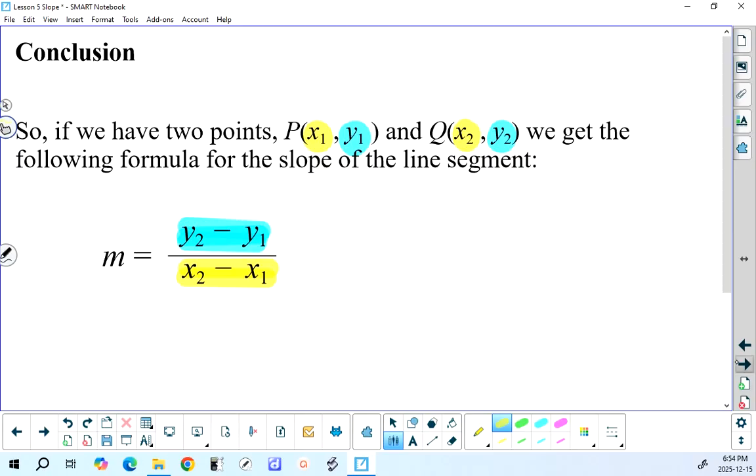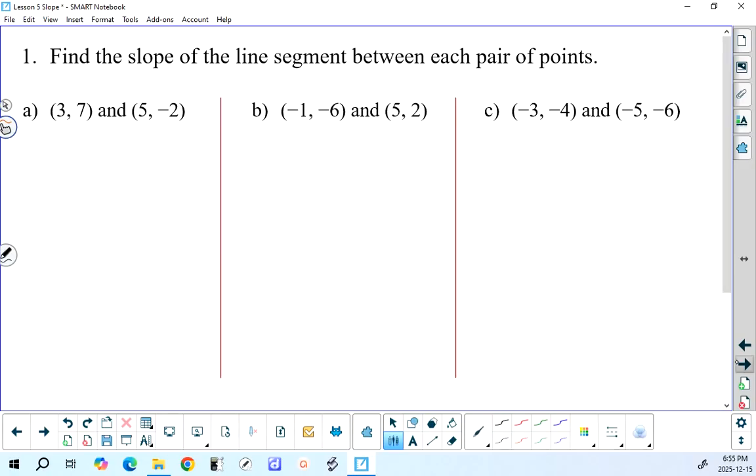x1 is the x-coordinate of the first point. y1 is the y-coordinate of the first point. And you'll see after we do a couple of examples, we don't even need to refer to the numbers. So we're going to use this formula. I'm going to write the formula down once in the middle of the screen for us. Slope is y2 minus y1 over x2 minus x1.